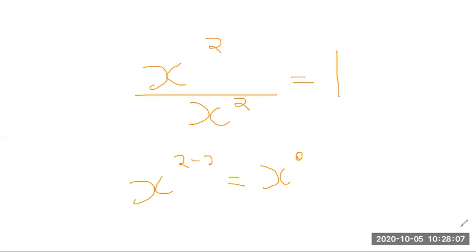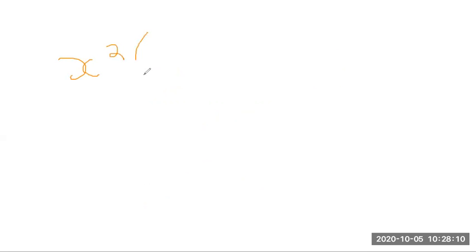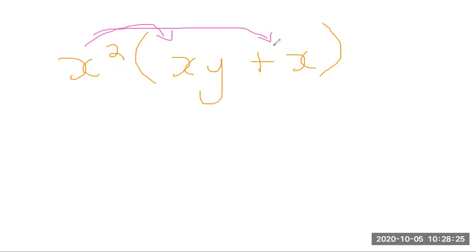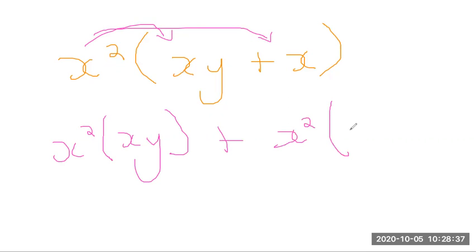Actually, let's do one quick example. x squared times xy plus x. So then I'm going to do the distributive property. Bam, bam, distributive property. And then this gives me x squared times xy plus x squared times x. All I did was write out each term outside with each term inside.